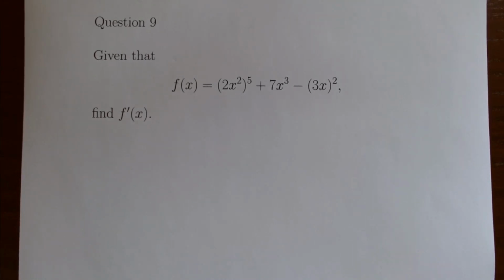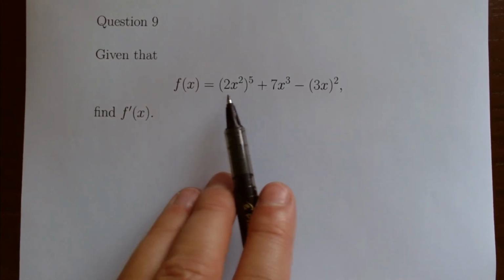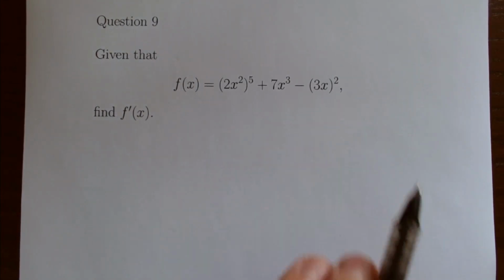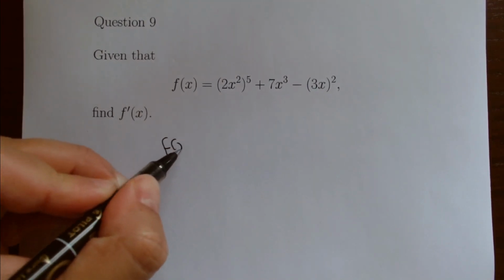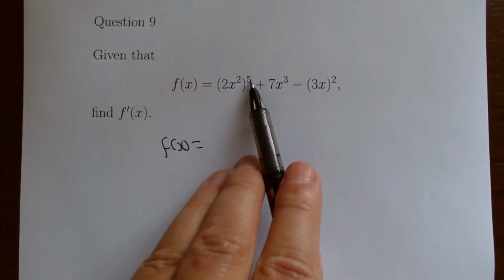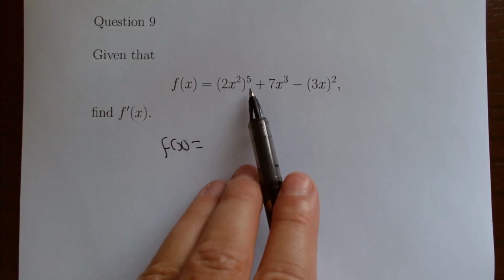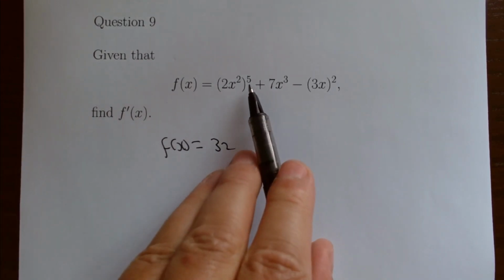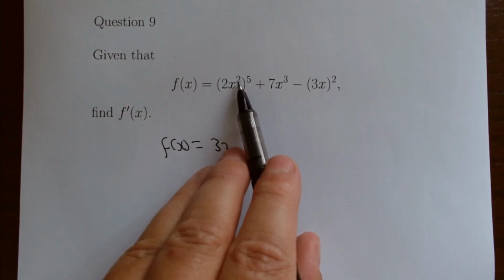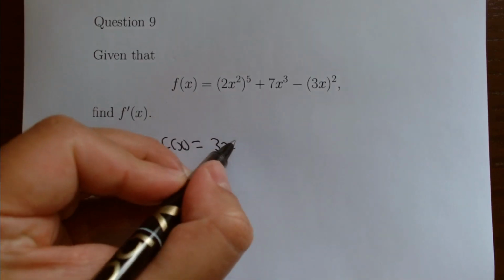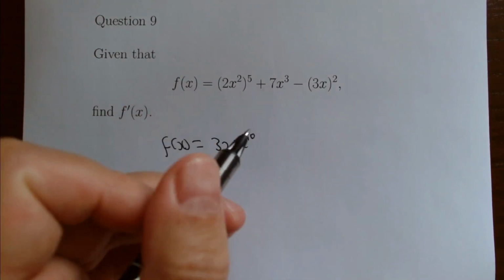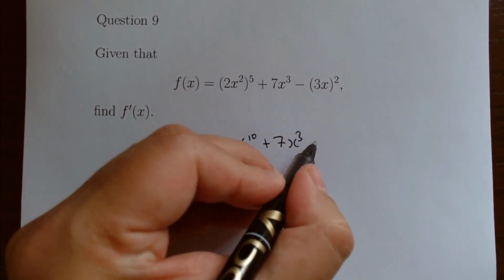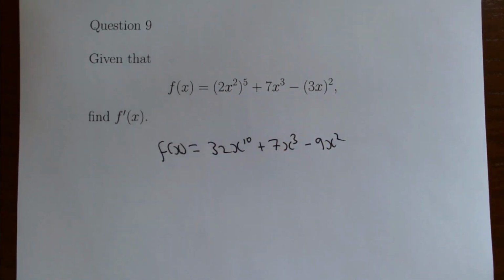Okay, question number 9. We're given this function to differentiate, and we begin by expanding the brackets. So f of x, so 2 to the power of 5 is 32, and then x squared to the power of 5 is x to the 10. Then we just copy this one out, and here we want to square this, minus 9x squared.